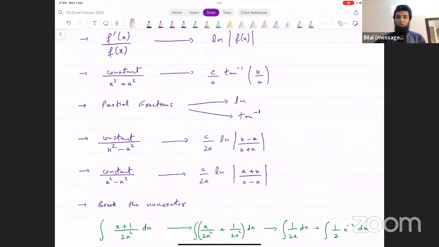Okay. So revise this before the next class as well. In the next class, we will be doing integration by parts. I'll see you again tomorrow. If you have any quick questions, let me know. Otherwise, that is going to be it for today.